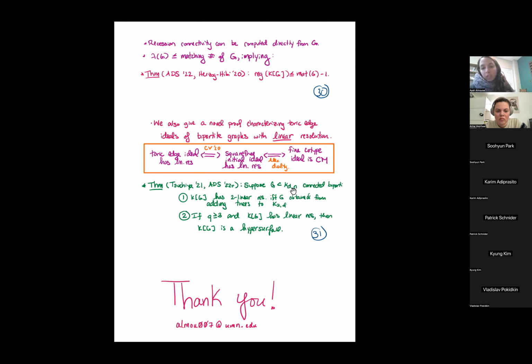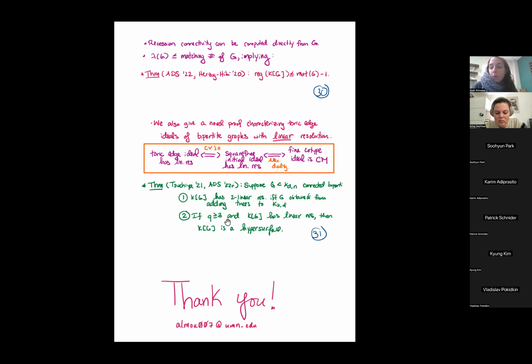And so again, if you have some connected bipartite graph G, then it has a linear resolution, and that means that all the generators are quadratic, if and only if it's obtained from adding trees to the bipartite graph K_{2,d}. So if you take the complete bipartite graph and just add some trees to it with no cycles, you'll get a linear resolution. And that's the only way you can if you want the generators to be degree 2.